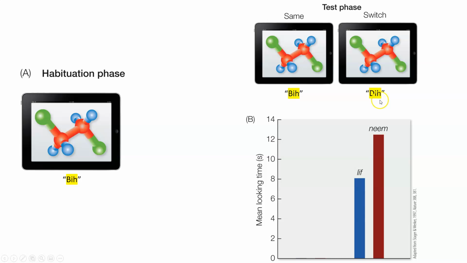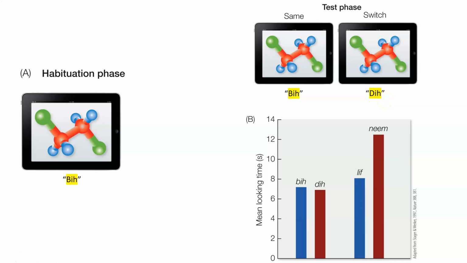Infants undergo this fascinating ignorance under such a condition. You can see their mean looking times are approximately equivalent for whether it's bi or di. It doesn't matter what you call it the second time. If it's very similar, it's close enough for the infant. It's like they don't hear the difference between bi and di. It's like if you call this a di instead of a bi, they don't care.